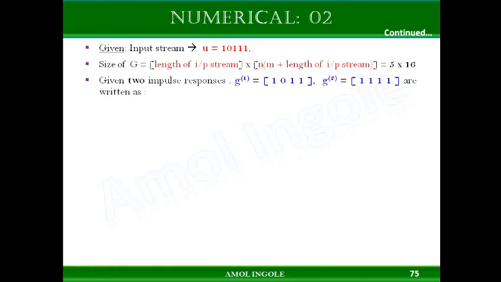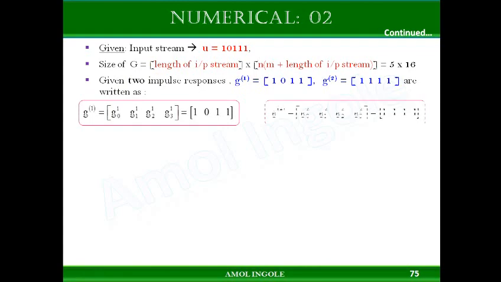Let us see how we can construct the generator matrix. There are two impulse responses given, and those are G1 and G2. You can actually write them like this: G1 0, G1 1, G1 2, G1 3, and the G2 generator sequence can be written as G2 0, G2 1, G2 2, and G2 3.